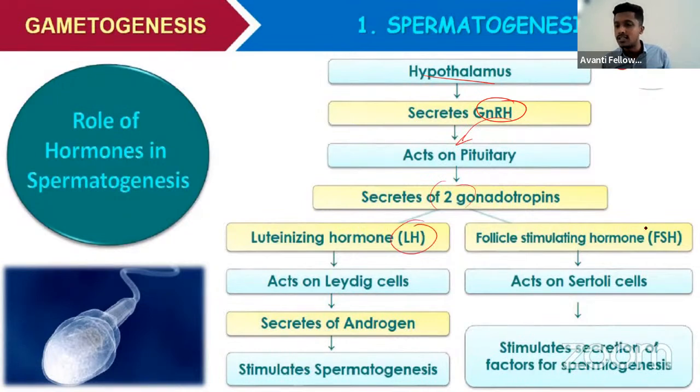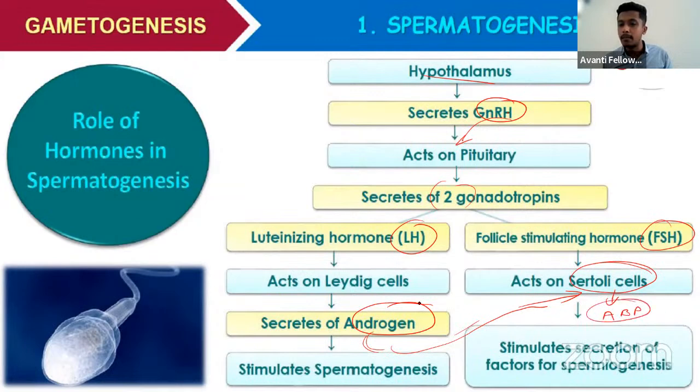The anterior pituitary produces two gonadotrophins. One is LH, the other is FSH. LH, the luteinizing hormone, acts on Leydig cells and helps in the production of the androgen called testosterone. This testosterone that is produced has to go and bind to the Sertoli cells. For that, the Sertoli cells produce a factor called androgen binding protein. The androgen binding protein helps in the action of testosterone on the Sertoli cells. Then, when the androgen binding protein is produced, the testosterone influences the Sertoli cell, and the Sertoli cells will stimulate spermatogenesis.